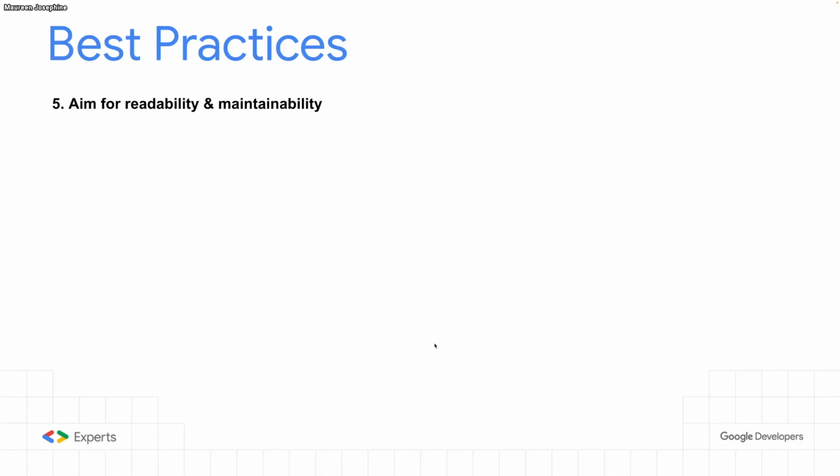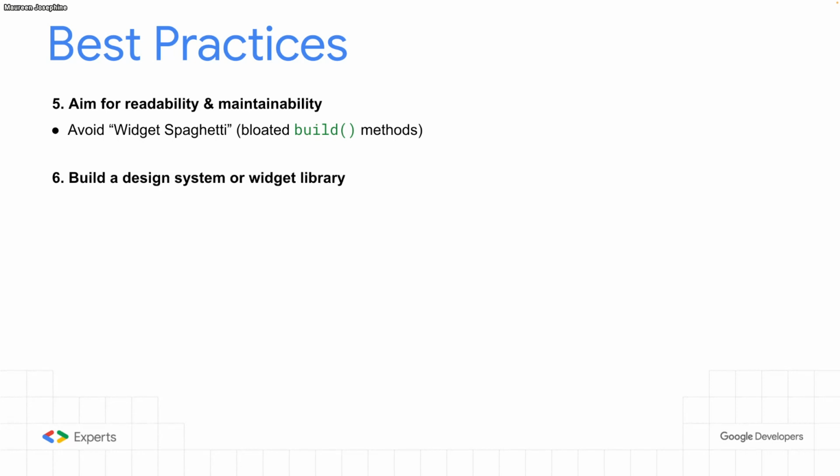Another thing is to aim for readability and maintainability. This means that we should avoid spaghetti widgets or bloated build methods with several functions or several properties added to them. So it's good to separate this so that it's easy to maintain, write tests for, and also to expand.